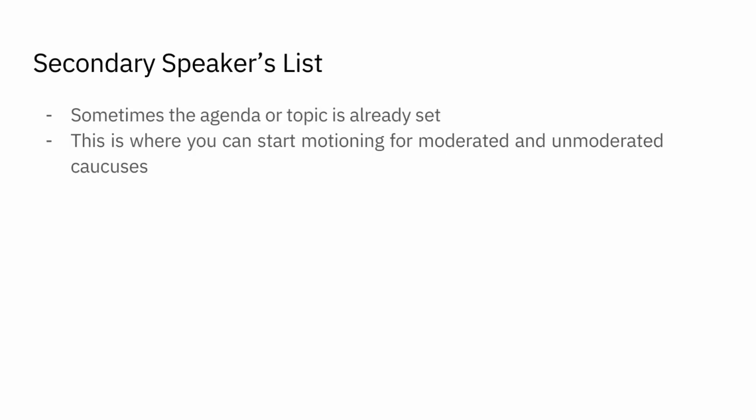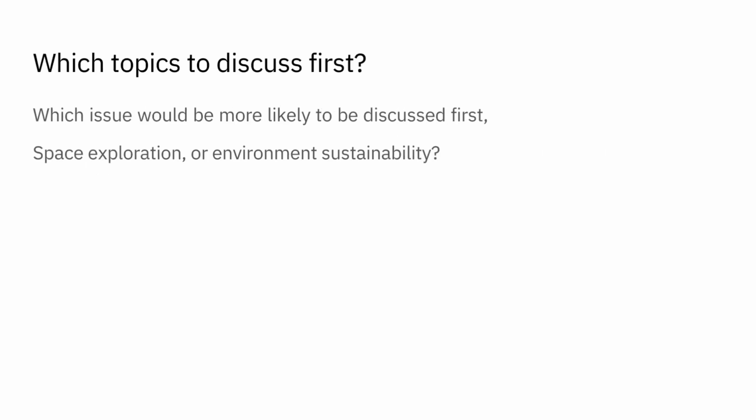A secondary speakers list is when the agenda topic is already set, and this is where you can start motioning for unmoderated or moderated caucuses. So which topic would you discuss first? Would you discuss space exploration, or environmental sustainability? The answer is environmental sustainability, because it's in order of most destructive to least destructive. Environmental sustainability has irreversible changes, which is more destructive than space exploration, which can be done at any time.